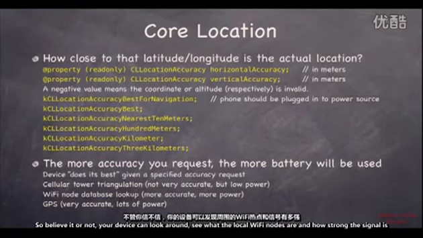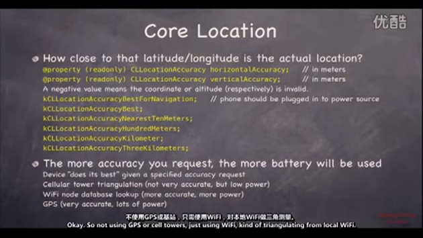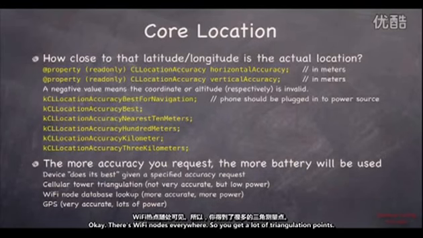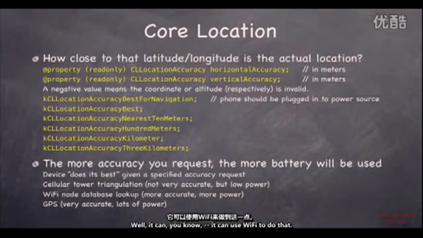So believe it or not, your device can look around, see what the local Wi-Fi nodes are and how strong the signal is, and look up a database on the internet and find out where you are. Okay? So not using GPS or cell towers, just using Wi-Fi, kind of triangulating from local Wi-Fi. And that's reasonably accurate, especially a place like Stanford where there's an enormous number of Wi-Fi nodes. Just Wi-Fi nodes everywhere, so you get a lot of triangulation points. So you might wonder how, when I'm indoors, protected from the satellites, does it know where I am? Well, it can use Wi-Fi to do that.